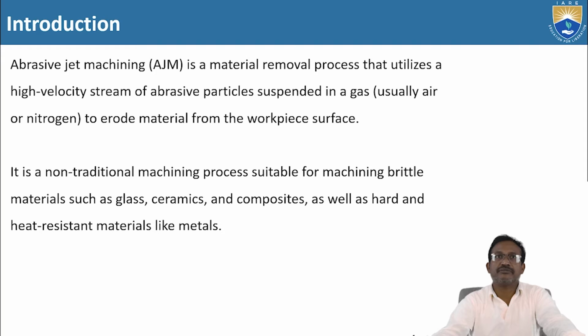As part of introduction, abrasive jet machining is a material removal process that utilizes a high velocity stream of abrasive particles suspended in a gas, usually air or nitrogen, to erode material from the workpiece surface. It is a non-traditional machining process suitable for machining brittle materials such as glass, ceramics and composites, as well as hard and heat resistant materials like metals. So this is the introduction part of abrasive jet machining.